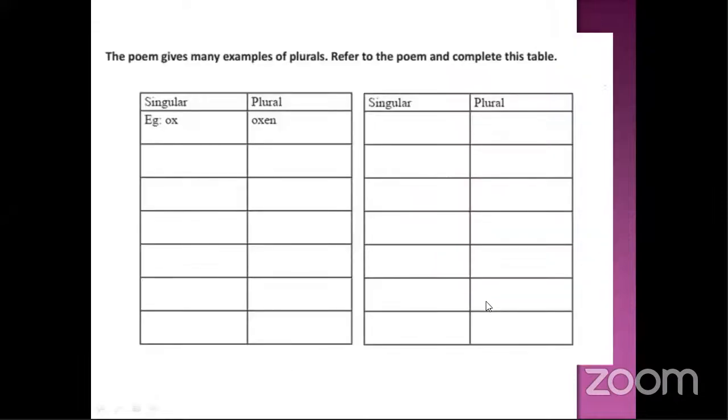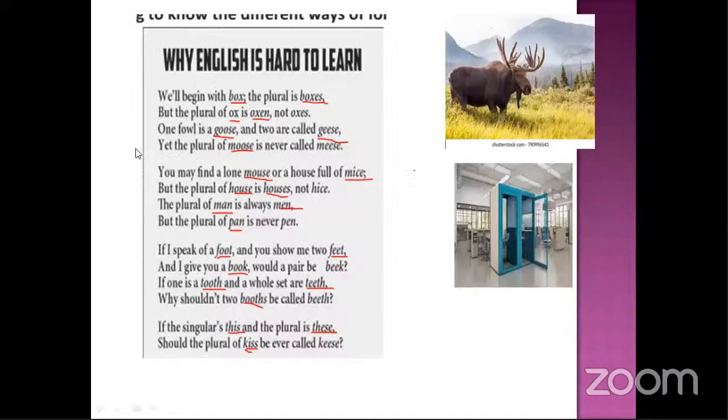Okay. Now, you have to do a small activity here. The poem gives many examples of plurals. Refer to the poem and complete this table. An example is given, singular and a plural. There's a table with two columns. First one is ox and the other one is oxen. Okay. Now, can you remember here?